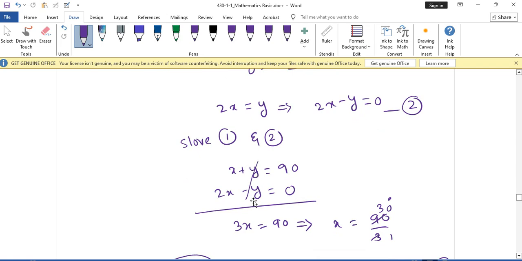Plus y minus y gets cancelled. That is 2x plus x becomes 3x is equal to 90. x is equal to 90 by 3, nothing but 30. So x value is 30.